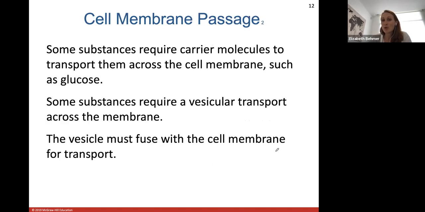Some substances require a carrier molecule to transport them across. So glucose, for example, will kind of piggyback off of another molecule to help it get in the cell. Some substances require what we call vesicular transport, where they will actually be within some sort of vessel or sac, and then that vessel will get ingested into the cell. The vessel will fuse with the cell membrane to enter or exit.